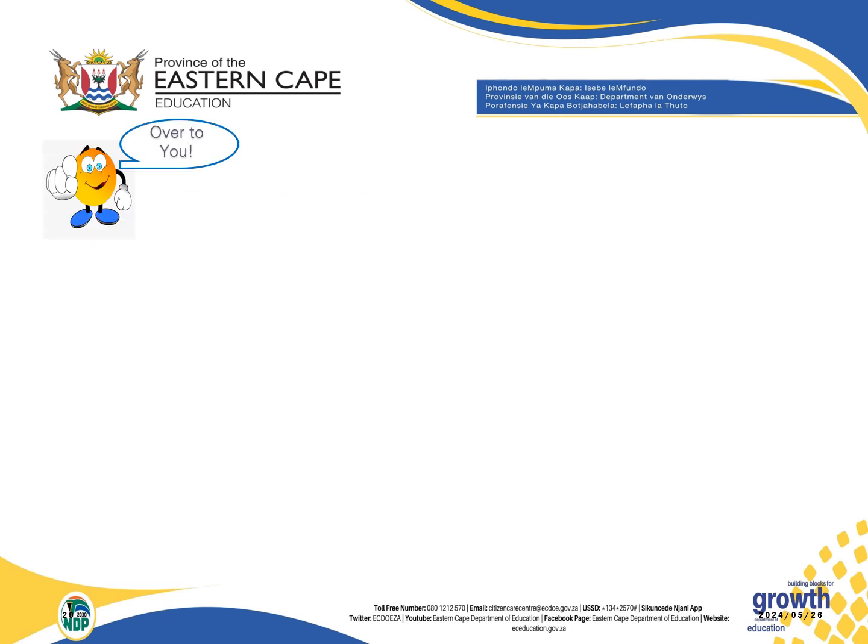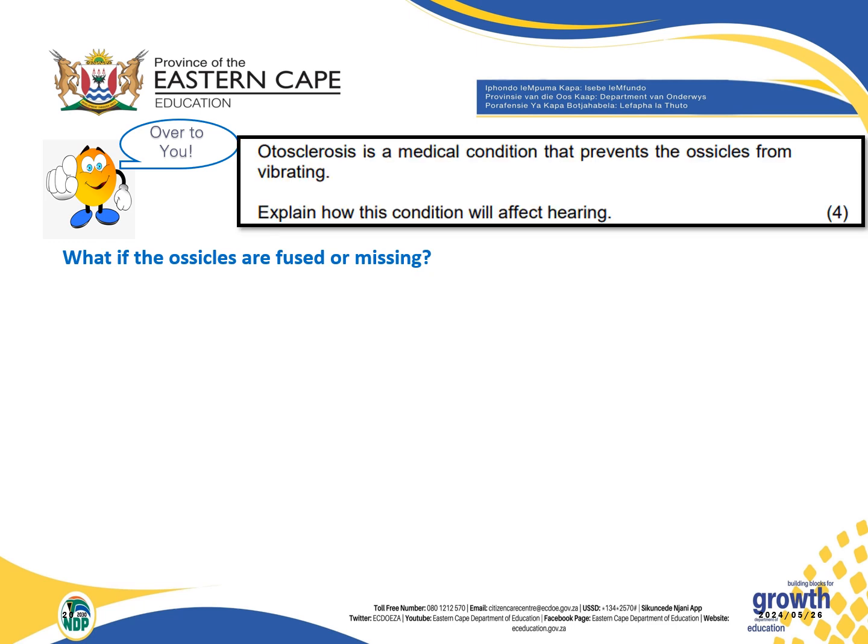Now, let's see if you can do the next one. Over to you. What if the ossicles were fused or missing? How would this affect hearing? A question like this was asked in this year's June exam paper, where otosclerosis is a medical condition that prevents the ossicles from vibrating, and candidates were asked to explain how this condition would affect hearing. We're going to pause here for a few minutes where you think about how you would explain this.